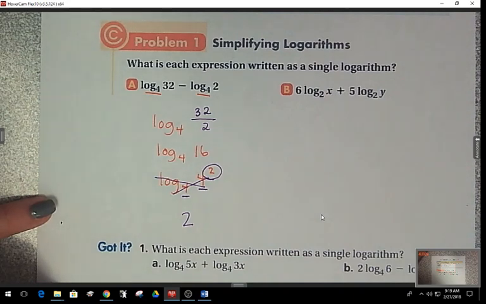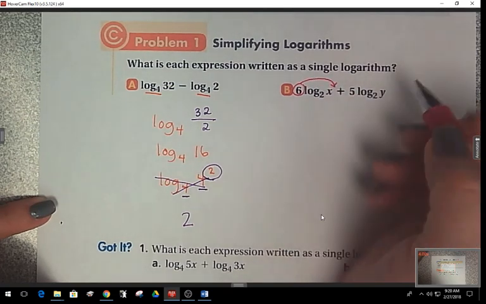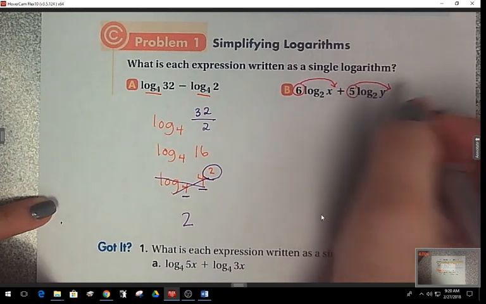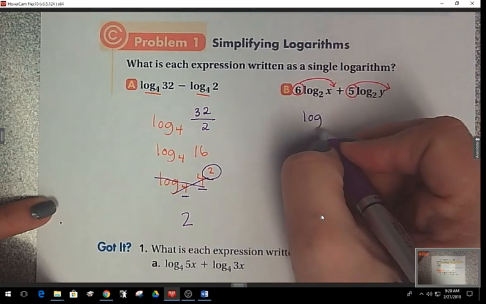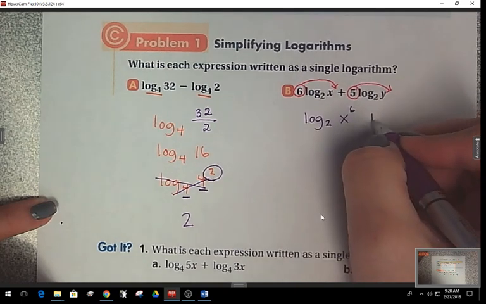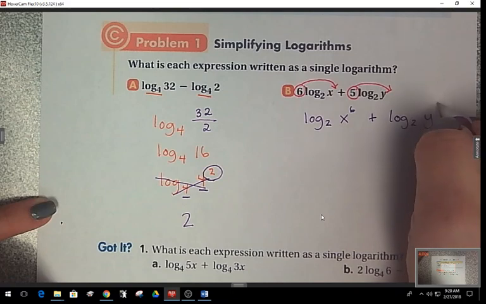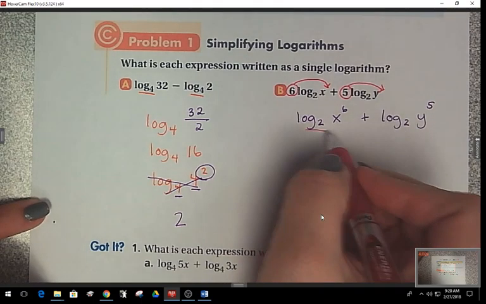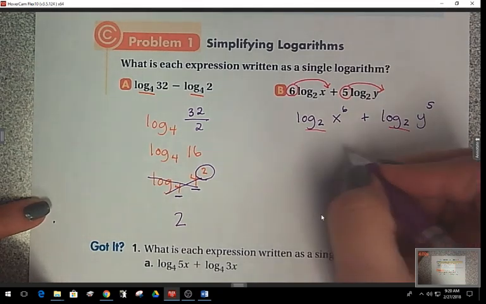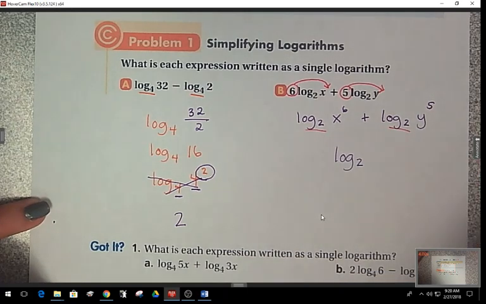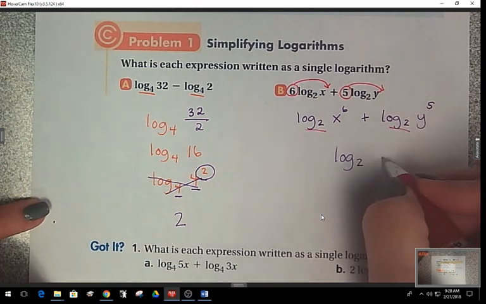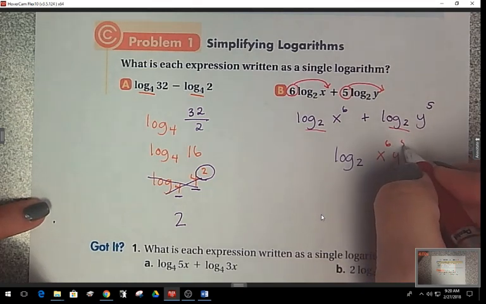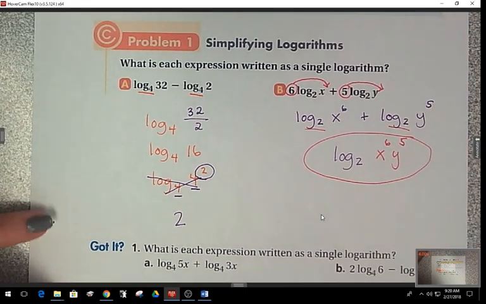For part B, to rewrite this as a single logarithm, the first thing I have to fix is the numbers that are in front of the logs. So I'm going to move my 6 up here as an exponent, and I'm going to move the 5 over here as an exponent. So at this point, I have log base 2 of x to the 6th plus log base 2 of y to the 5th. Both of these are log base 2. So when I put them back together as a single logarithm, it's going to be log base 2. And then I simply multiply, since it's an addition problem, I'm going to multiply x to the 6th times y to the 5th. And that's all we can do for this problem.